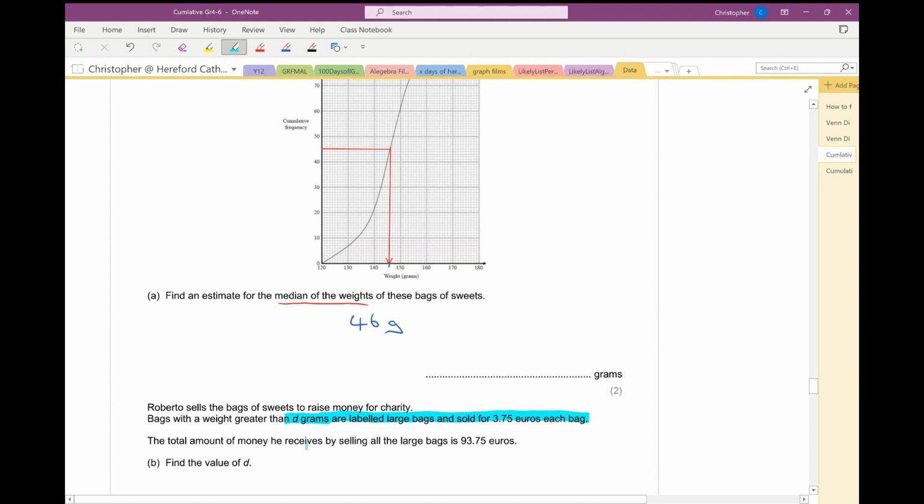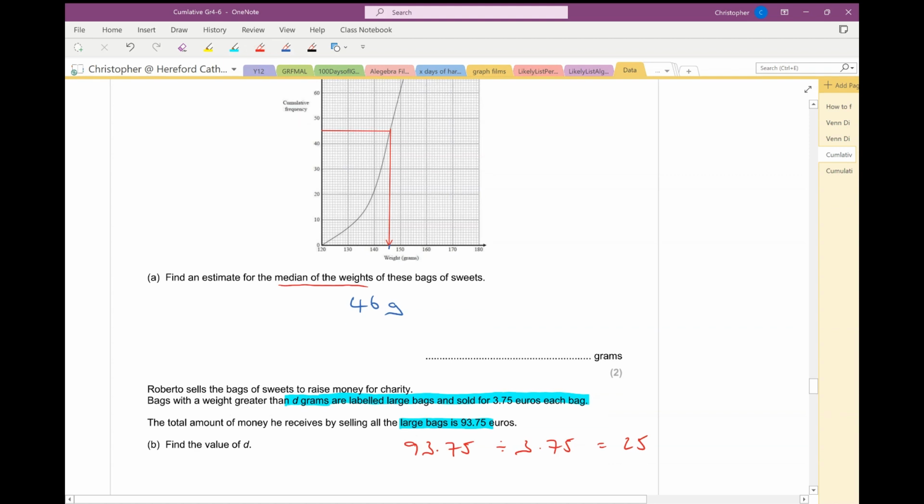The amount of money he receives by selling all the large bags is $93.75. So I can work out how many large bags he sold. How many 3.75s are in 93.75? 93.75 divided by 3.75. Right, so he sold 25 large bags.